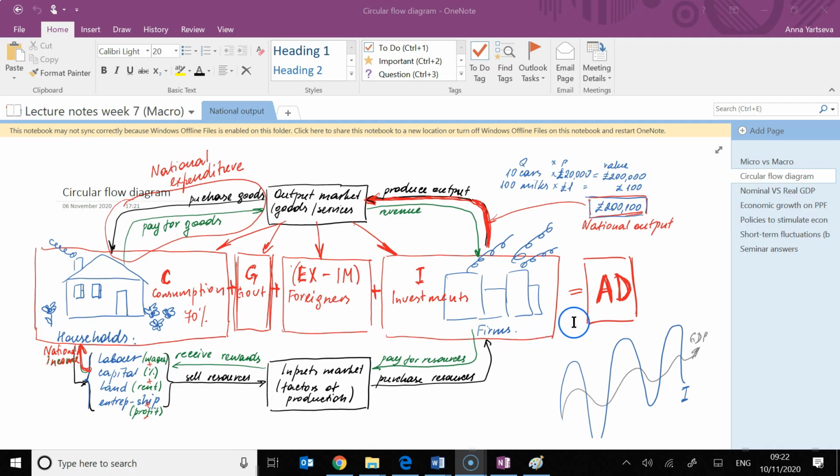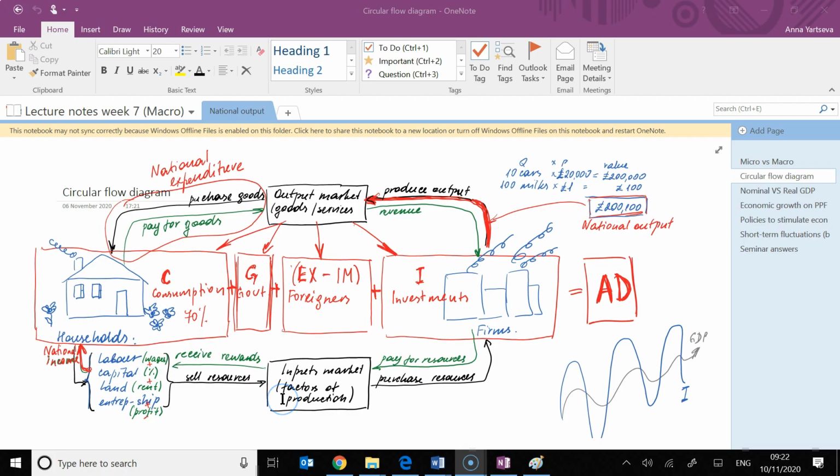Apart from this, there is another big sector in the economy, which is firms. Firms produce different goods and services, and households and firms interact via two markets. The first market is the output market, where goods and services are purchased and sold, top of the diagram. And apart from this, they also interact via input markets. In other words, where factors of production are sold and purchased. So how exactly does the circular flow diagram work?